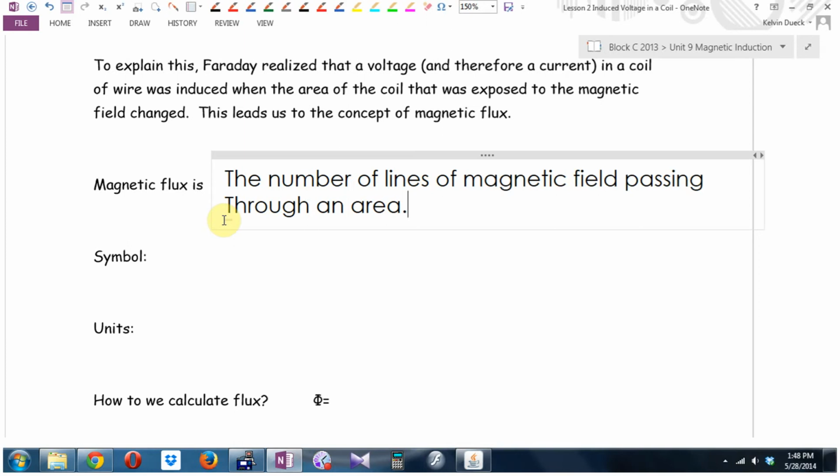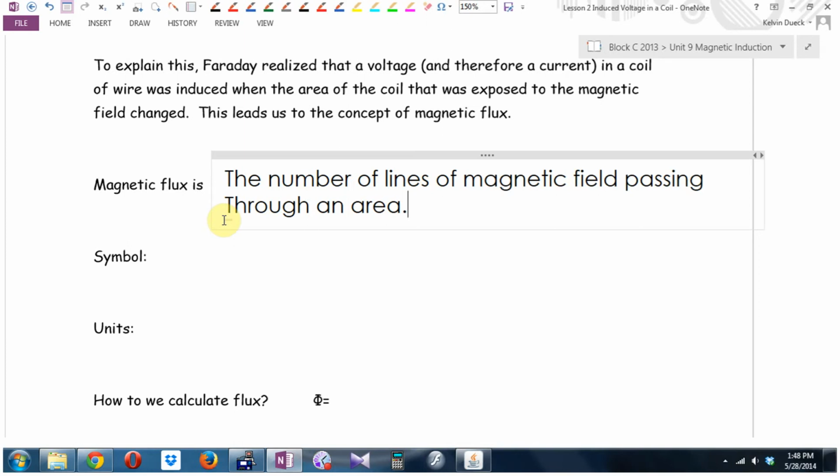Magnetic flux is the number of lines of magnetic field that pass through a particular area, and there's two ways to increase flux: increase the area or move closer, strengthen the field. There's two ways to decrease flux: decrease the area or weaken the field by moving away.